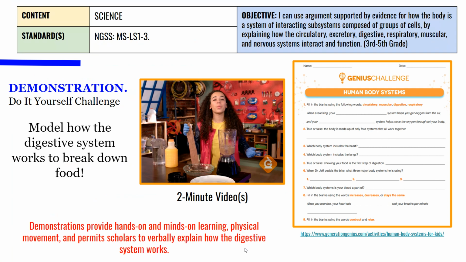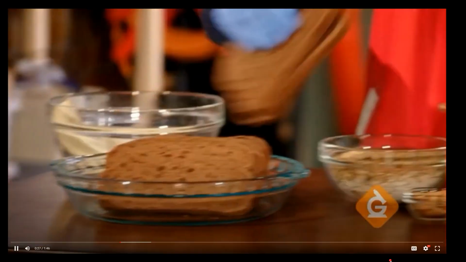This might be an after school club or something we do to help our scholars really stamp the learning. We have an objective at the top, but they have small little 2-minute videos as well on these do-it-yourself projects. They're demonstrations, they provide hands-on, minds-on learning and physical movement, and permit our scholars to verbally explain how the digestive system works. I'm just going to talk through one of the videos that they have and how scholars can really make connections. I really love this video. So we're going to go ahead and play it, and I'll talk you through it.